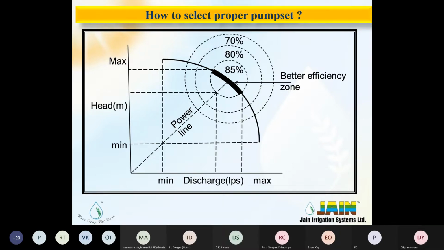Now there is efficiency of 85%, 80%, 75%, 70%. The farmer has to select the pump which has an efficiency of 85%. That means when you are purchasing the pump from the market, from the manufacturer or from the dealer, you ask what is the performance chart of the pump, and the pump should have 85% efficiency. Only that pump you have to purchase.